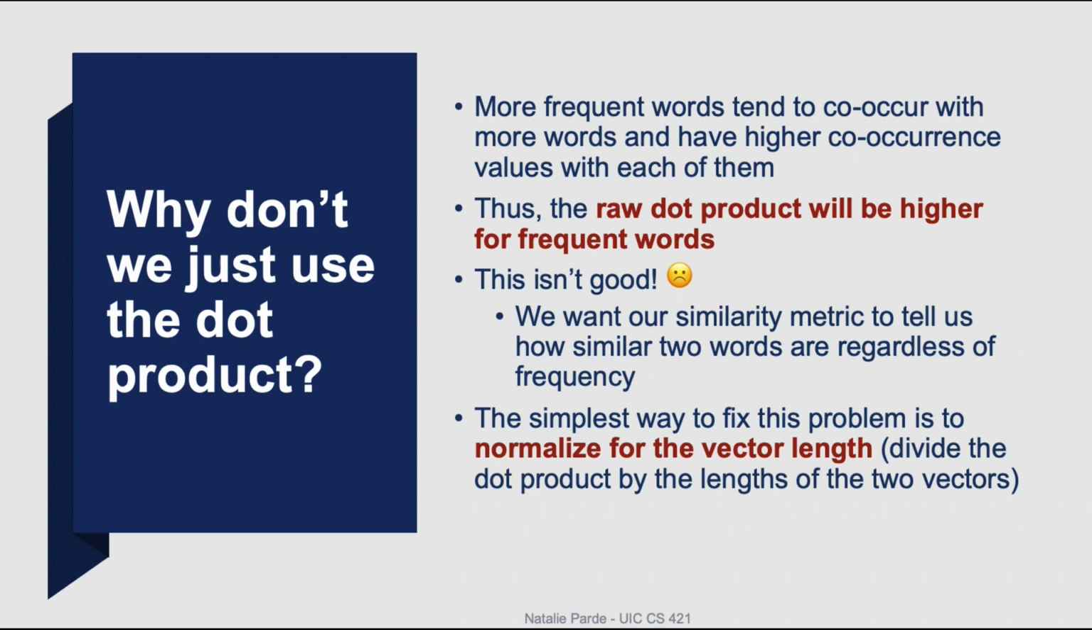Frequent words would in general have overall higher length vectors since they have higher values in most directions. So cosine similarity addresses this issue by normalizing the dot product by the vector length.